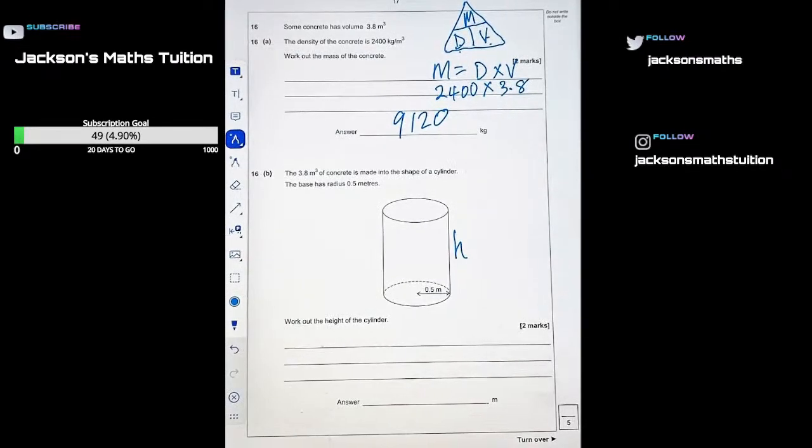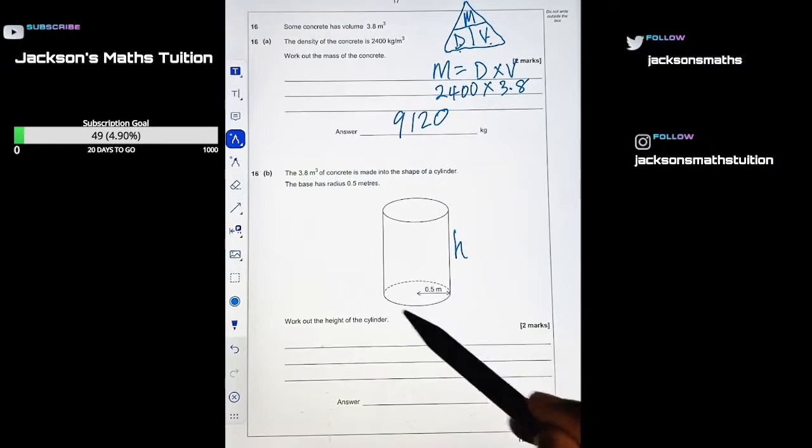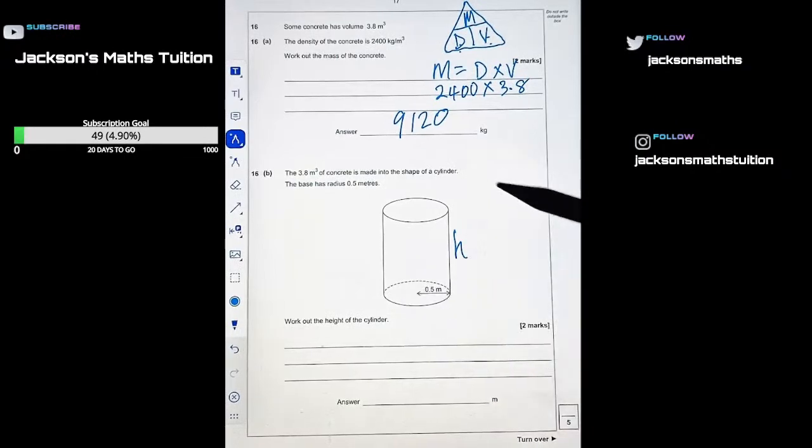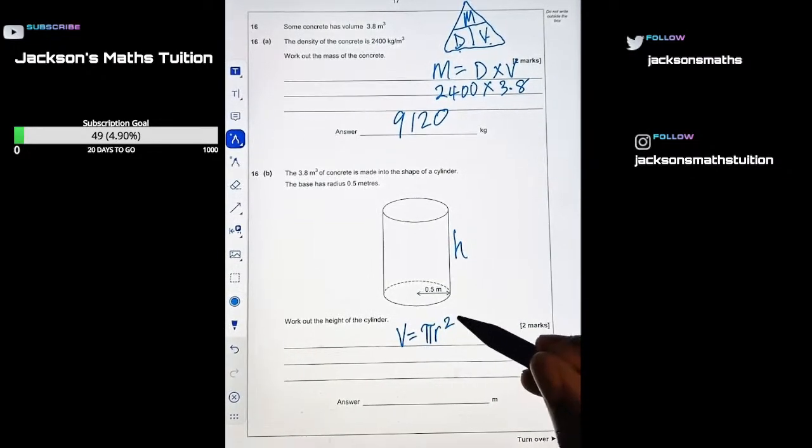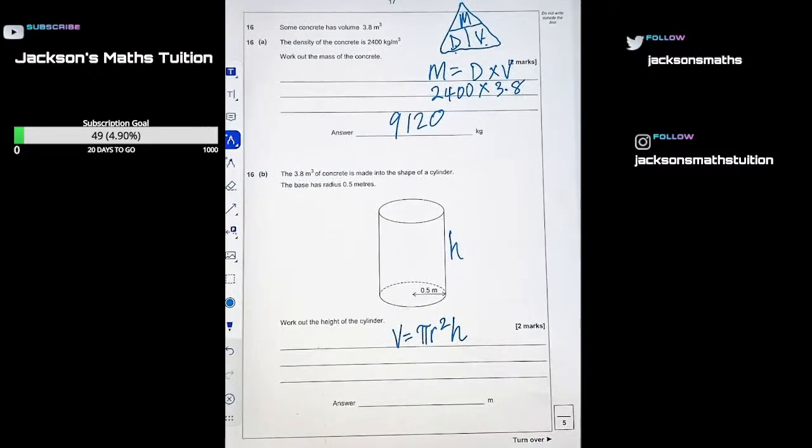Okay? So volume of a cylinder, that's a formula you need to remember. It's going to be the area of the base times the height. Okay? So volume, and the base is a circle. So it's going to be pi r squared times by the height.